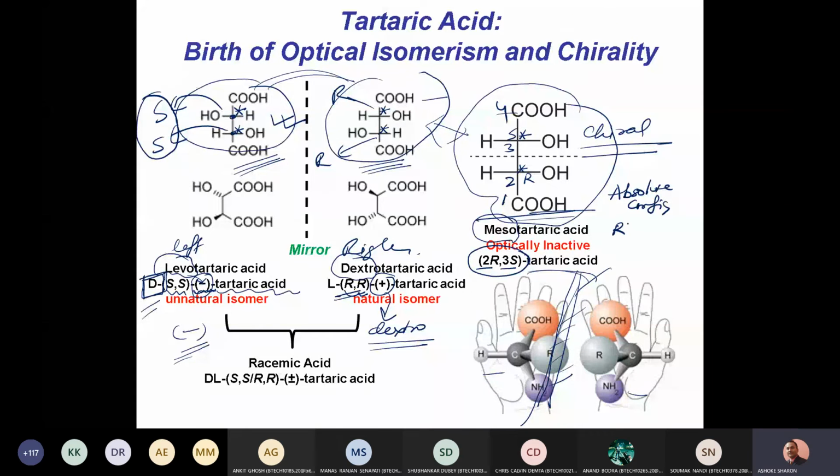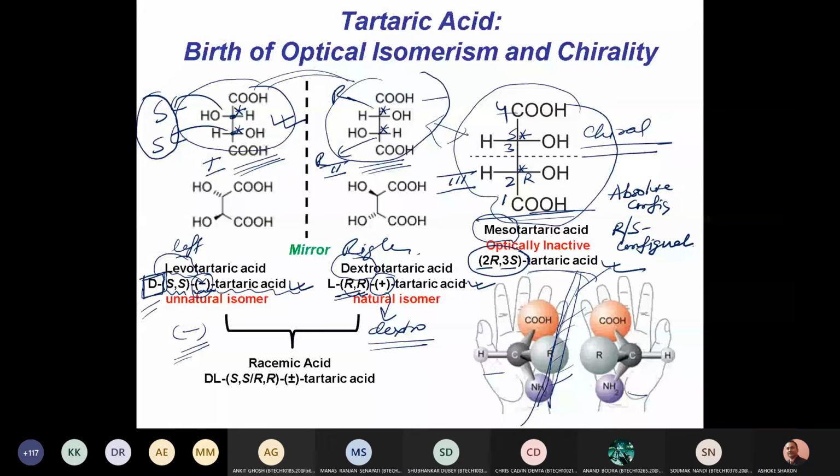So in total you have 3 compounds: number 1, number 2, number 3. All 3 compounds have a different name. All 3 compounds are tartaric acids, but all 3 have an exclusively different name, because all 3 are different compounds. So you have D-SS-minus tartaric acid, and this one is RR tartaric acid.